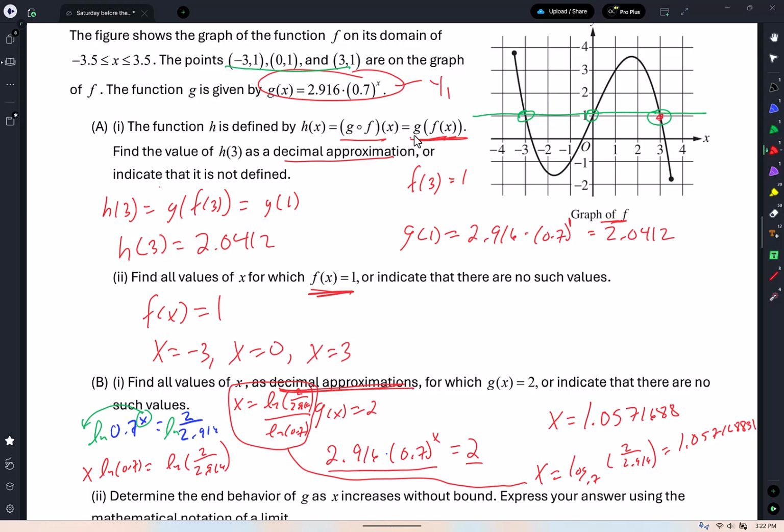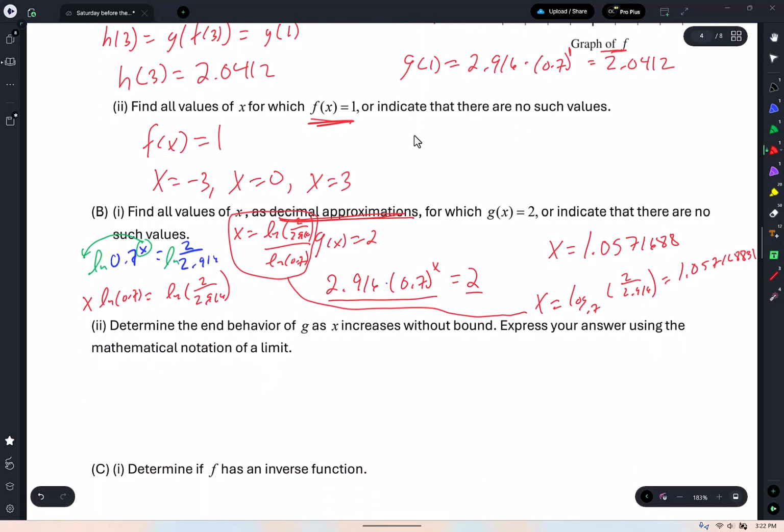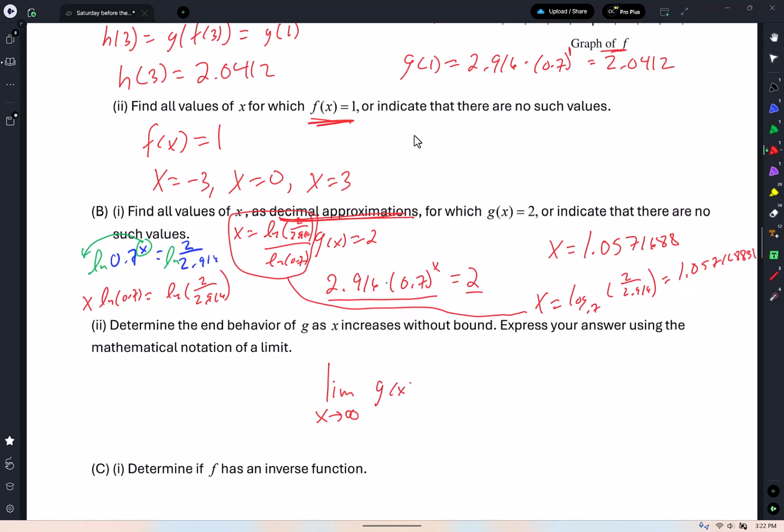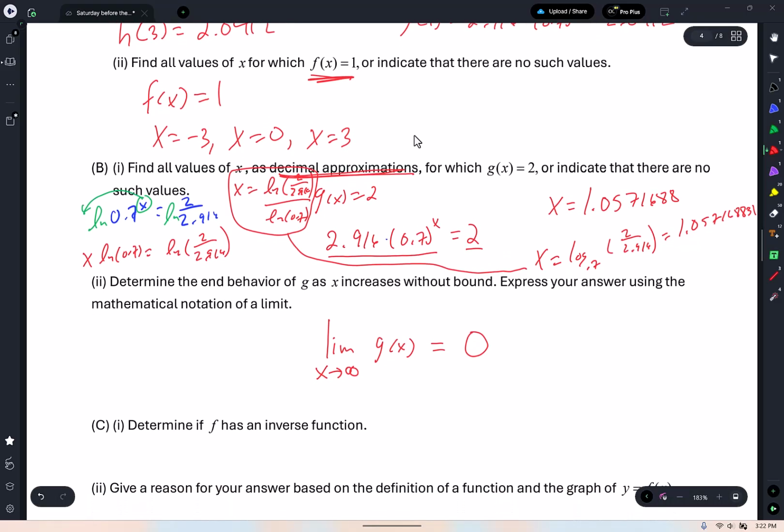So the way you write this is limit as x approaches infinity of the function g of x, and that's going to equal 0. You can also say arrow 0, but it's better that way.